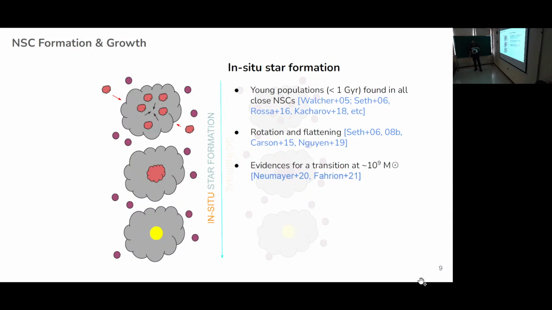This is supported especially by the young populations found in all close nuclear star clusters in the vicinity of the Milky Way, and the rotation and flattening of NSCs in this region too. There is also evidence for a transition at 10^9 solar masses when you look at the fraction of nucleated galaxies, as I will show very close to.